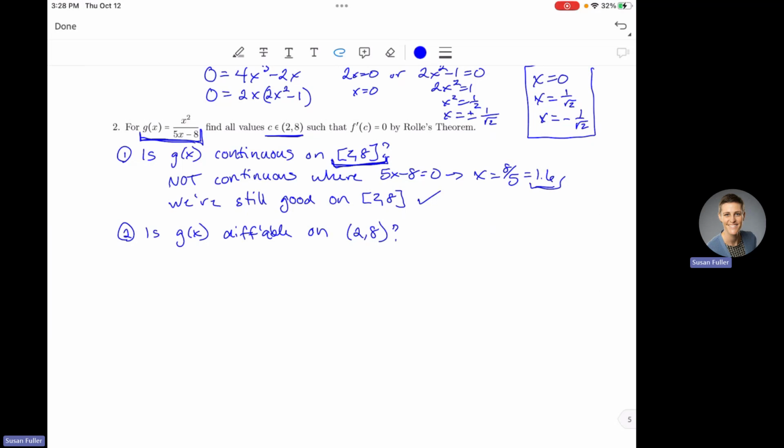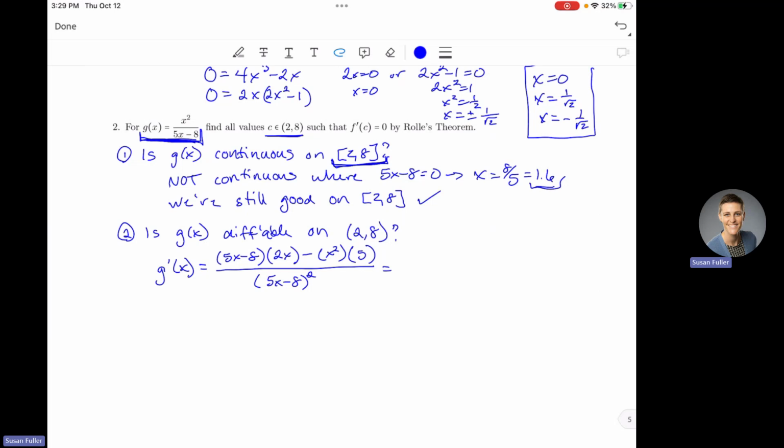Well, to figure that out, we need to see what g prime of x looks like. To figure out the derivative of this guy, I've got something with x's in it divided by something with x's in it. I'm going to use the quotient rule. So I'm going to do low, which is 5x minus 8, times d high, the derivative of the top, which is 2x, minus high, which is x squared, times d low, the derivative of the bottom. The derivative of 5x minus 8 is 5. And then all over the bottom squared, 5x minus 8 squared.